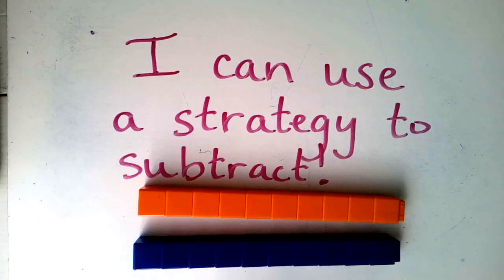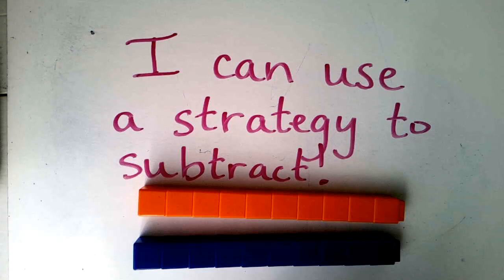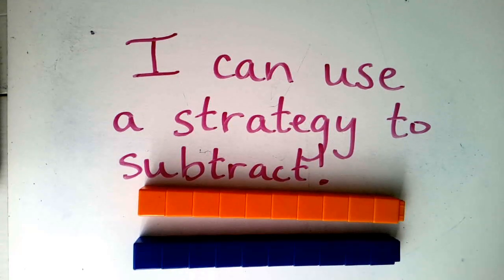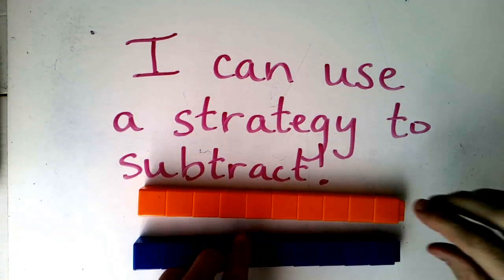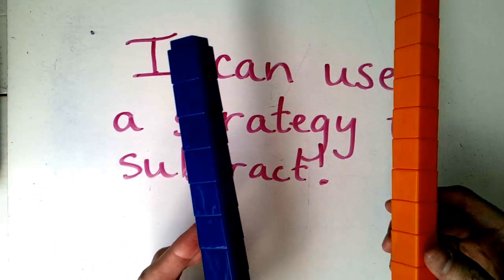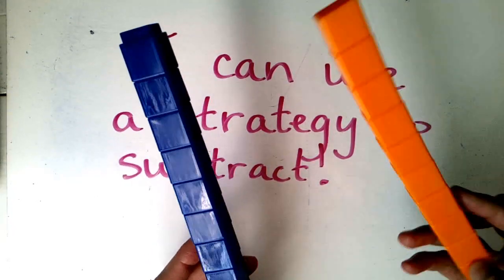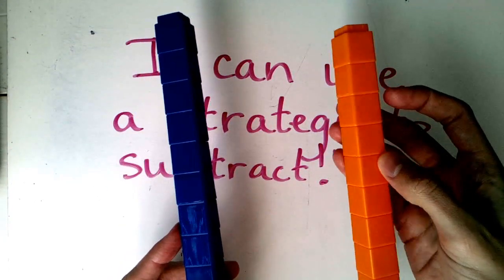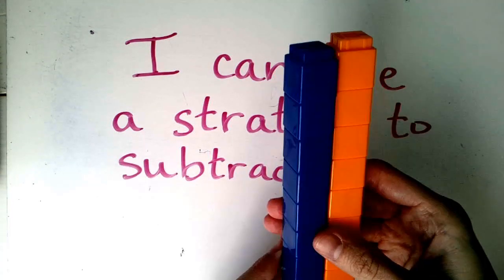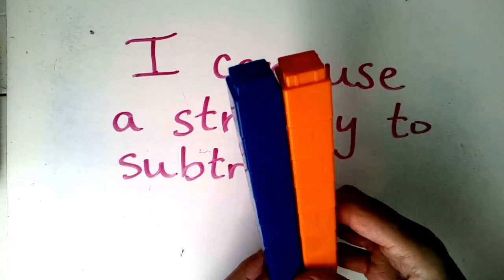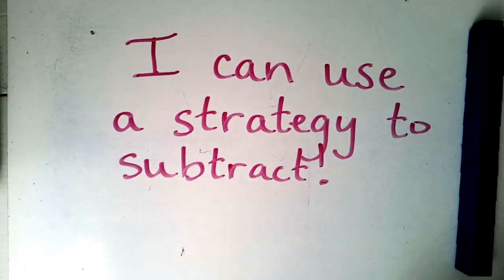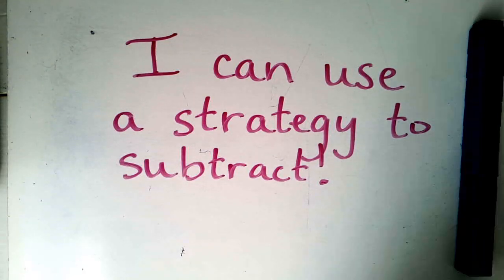Hello, first graders. Today for math, we are going to be continuing our practice with subtraction. Now, in order to be successful and participate today, you will need 2 sticks of 10 Lincoln cubes. So I have 10 blue and 10 orange. You can get 10 of any 2 colors as well, okay? Also, you will need your whiteboard and a dry erase marker.